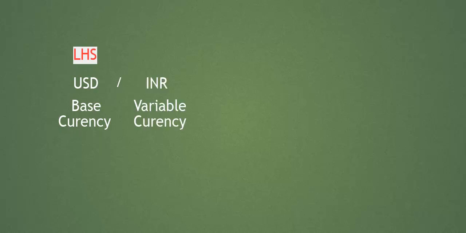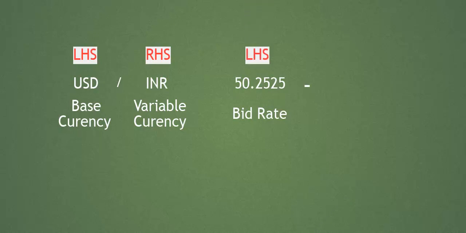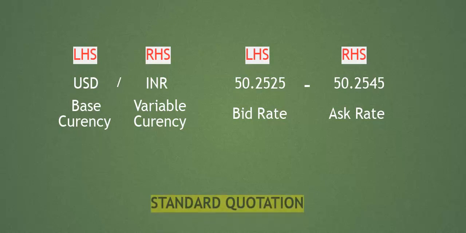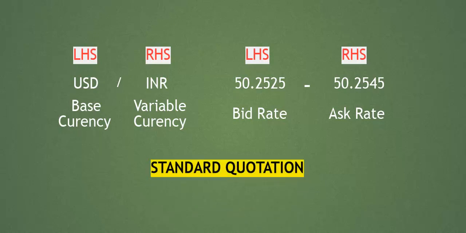Okay. So now we will have quotations in this format only. The base currency will be on the left-hand side. The base currency is always the currency which has 1 or 100. The variable currency is on the right-hand side. The variable currency is the currency which has a variable amount of money. The bid amount is on the left-hand side and the ask amount is on the right-hand side. The bid amount will always be less than the ask amount. And all our quotations will have exactly 4 decimal points. We will call this the standard quotation.